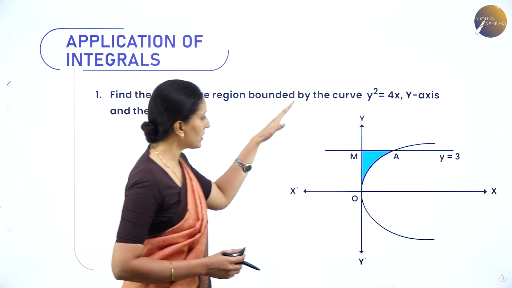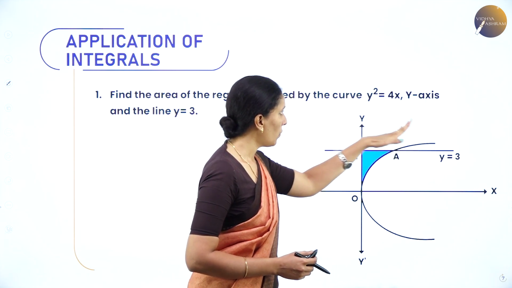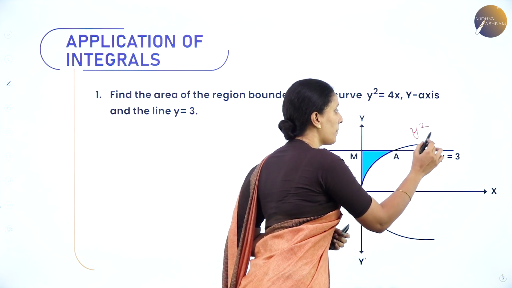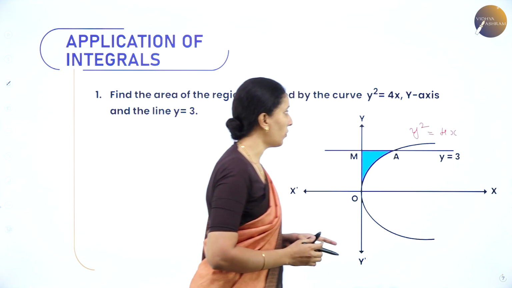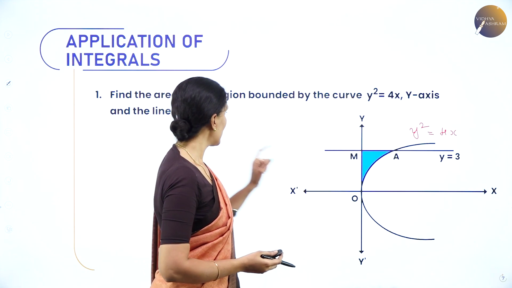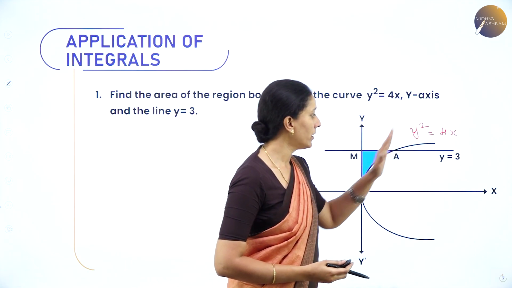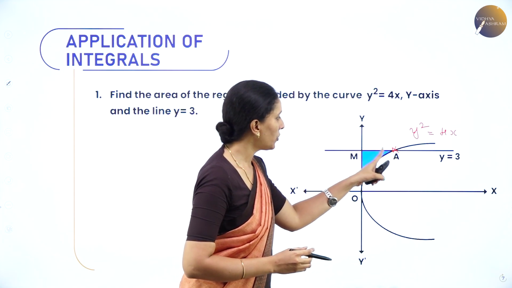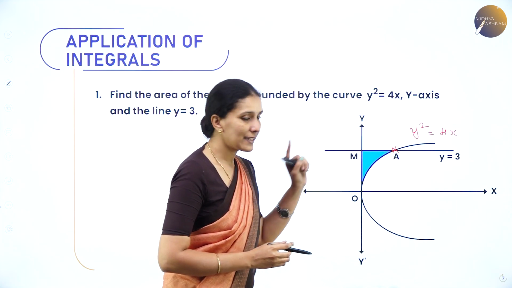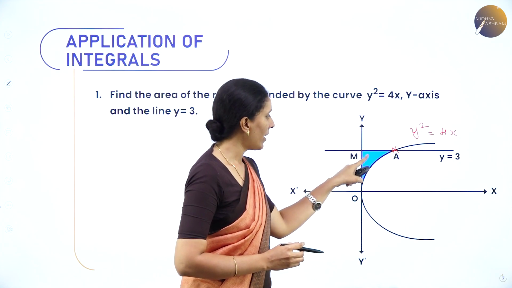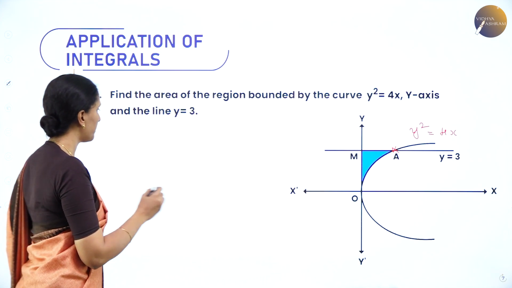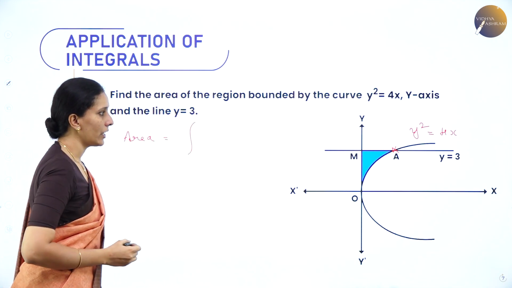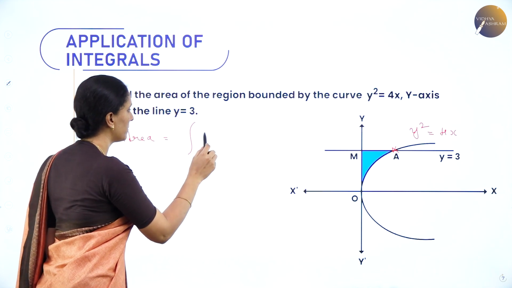So the diagram for this question you can see clearly. y square is equal to 4x is a right-handed parabola. So this represents y square is equal to 4x. And along the y-axis, we have the line y is equal to 3, which is intersecting at a certain point. Okay, so we need to find the intersection of these. So what is the required area? Here, area is equal to integration of y dx.